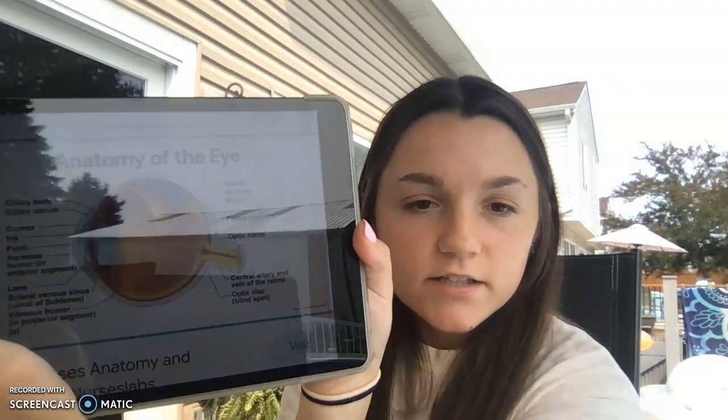And then you also have aqueous humor, which is kind of like plasma. It's fluid filling that's between the cornea and the lens of the eye. That's more of what you could see from the outside of the eye. But on my diagram of the inside, my diagram's right here, from the inside of the eye you have the ciliary body, the ciliary zonule, the sclera, the retina, the optic nerve, and the optic disc, which deals with your blind spot.